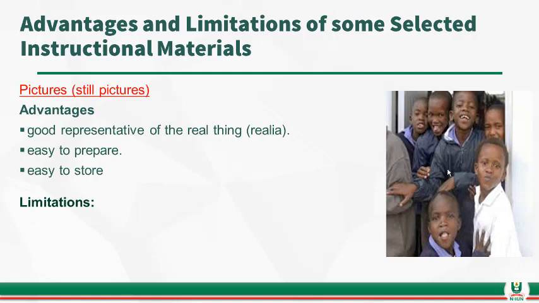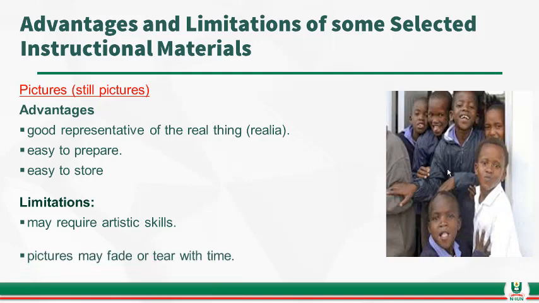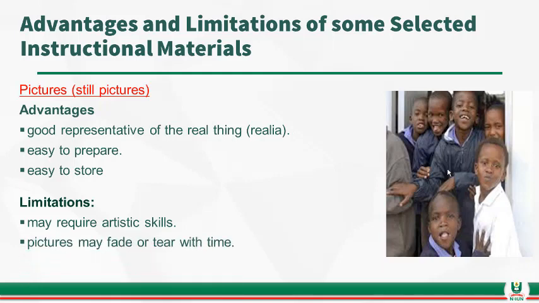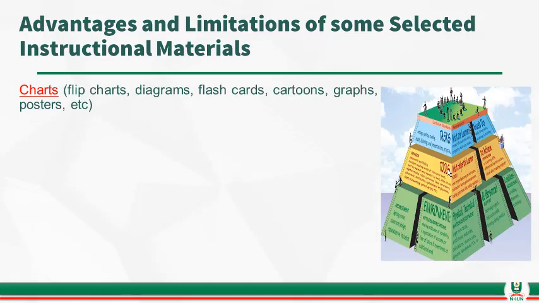Then the limitations are that it may require artistic skill, that is, being able to handle the camera and print it out. A picture may also fade or tear with time, if we lack the means of keeping them very well. A traced or copied picture can be distorted. Because we cut them out from the original area, at times it may be difficult to get the picture again. So another one is the chart.